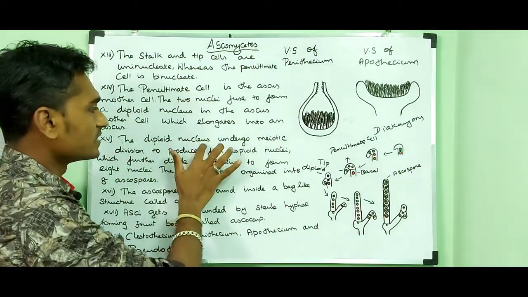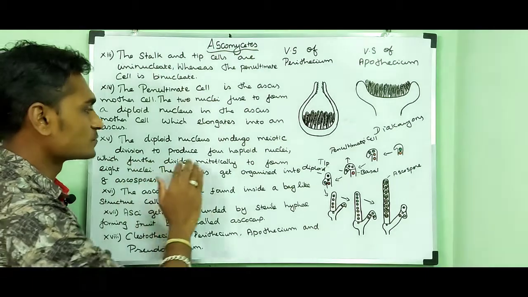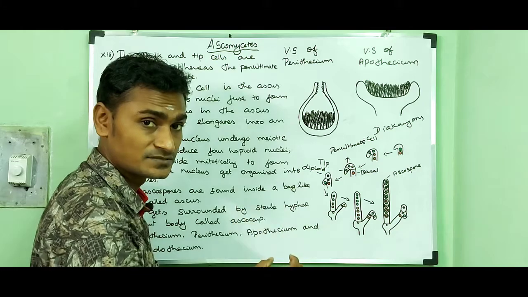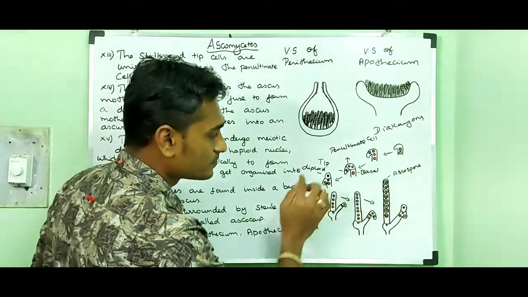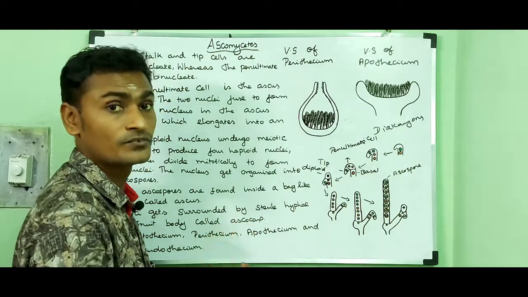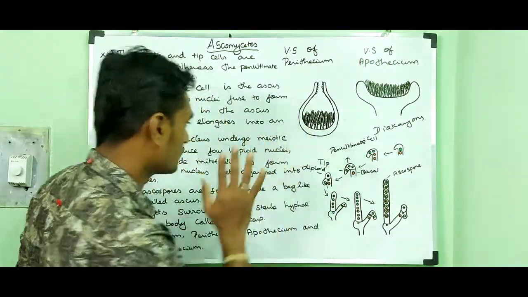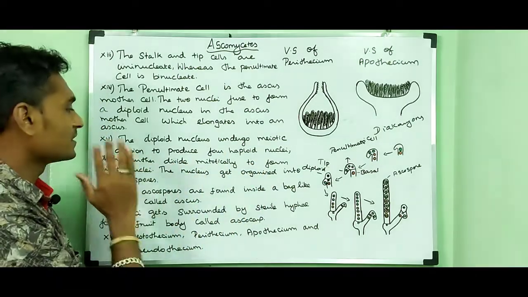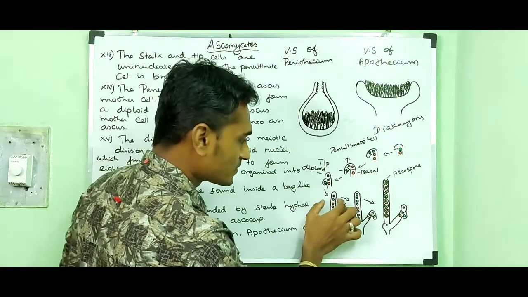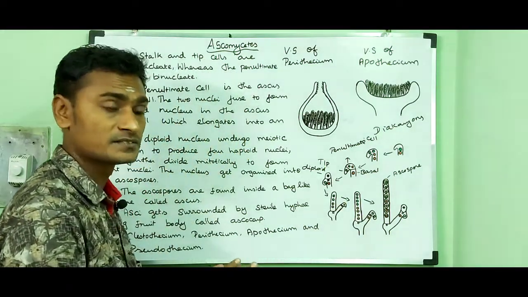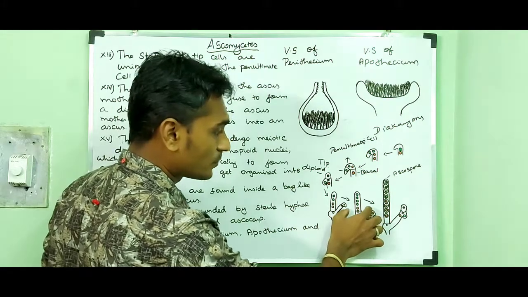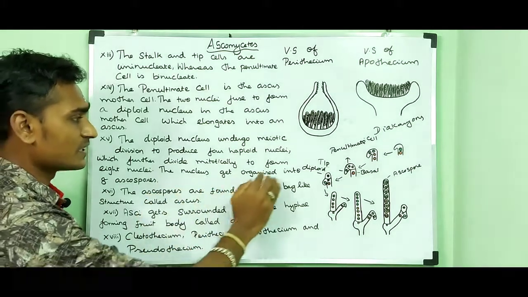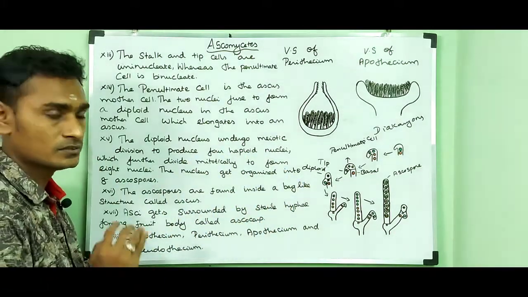Then the diploid nucleus undergoes meiotic division to produce 4 haploid nuclei. So this diploid nucleus undergoes the reduction division, and due to the meiotic division, the diploid nucleus is reduced into 4 haploid nuclei. Then these are further divided mitotically to form 8 nuclei. Due to mitotic division, the 4 haploid nuclei become 8 haploid nuclei. Then the nuclei get organized into 8 ascospores.